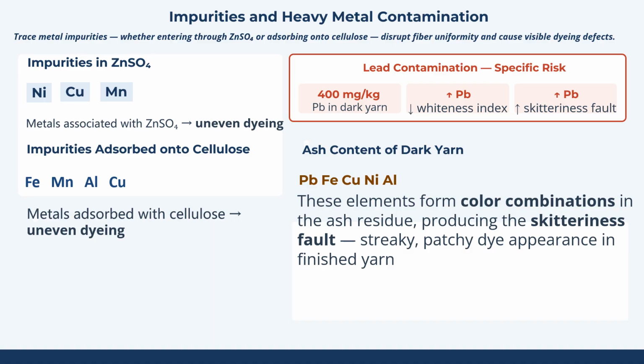Trace metals such as nickel, copper, and manganese may enter the process through zinc sulfate or become adsorbed onto cellulose. These metals interfere with uniform dye absorption and lead to uneven dyeing. Lead contamination is particularly harmful. Increased lead levels reduce yarn whiteness and contribute to skitteriness defects that are visible to the eye in dark yarn. Heavy metals present in the ash residue can form colored compounds that appear as streaks, patches, and shade irregularities. Therefore, strict control of raw material purity and spin bath contamination is essential for maintaining dye uniformity.